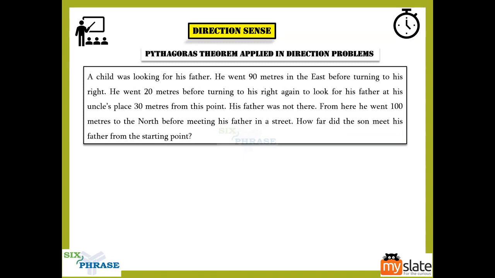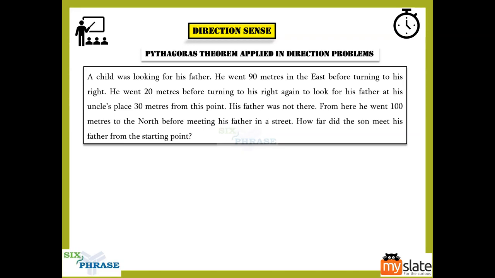Now, a child was looking for his father. This is a typical direction sense question, so make sure that you listen to this very carefully. A child was looking for his father. He went 90 meters in the east before turning to the right. He went 20 meters before turning to his right again to look for his father at his uncle's place 30 meters from this point. Now his father was not there. From here he went 100 meters to the north before meeting his father in a street. How far from the starting point did the son meet his father?